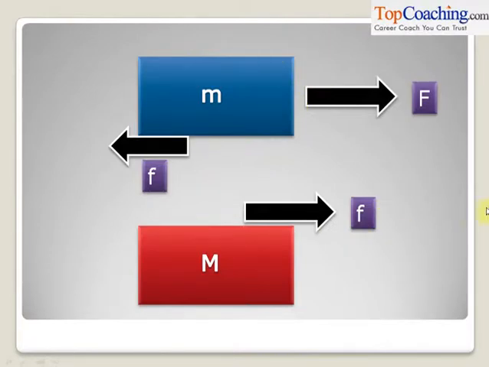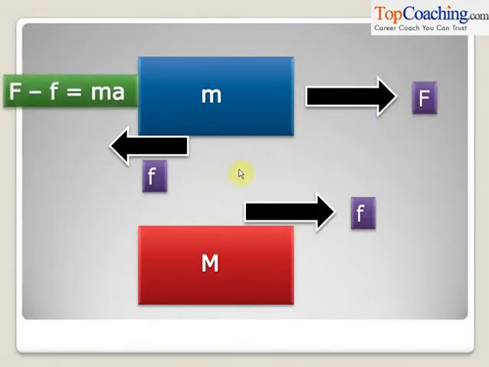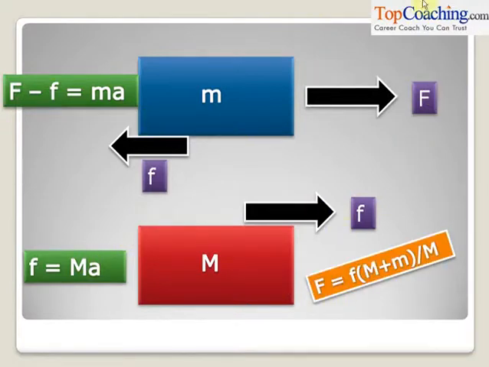Now we want that the acceleration of both the blocks be the same. So we will say that capital F minus friction force is m into a, and small f, the friction force, is capital M into a. By solving these equations, we get the value of the force capital F as small f into (M plus m) by M. Now, what is the maximum value of this force capital F? That is what we want to find out.